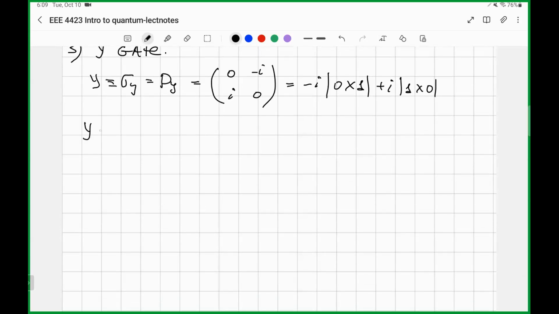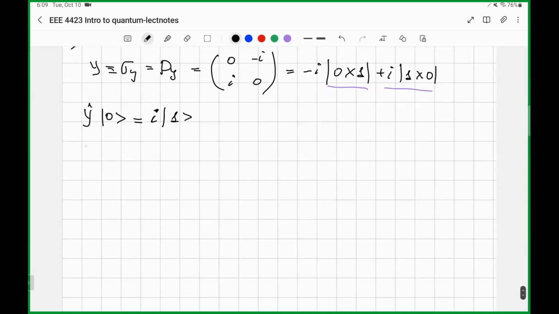So let's check what happens when we apply this operator on the state 0 first. When I apply it on the state 0, this term is equal to 0 because 1 times 0 is 0, and only this one is left. It's going to be state 1 with this imaginary unit, so it's i state 1. So again, it flips the state from 0 to 1. What happens if I apply it to the state 1? It gives me minus i state 0.